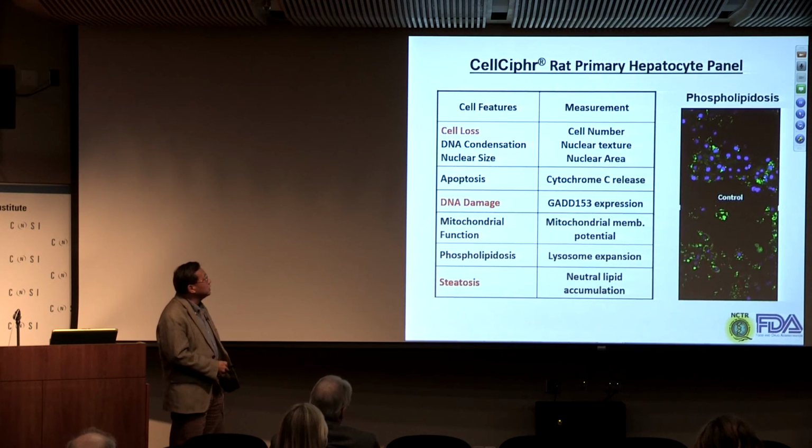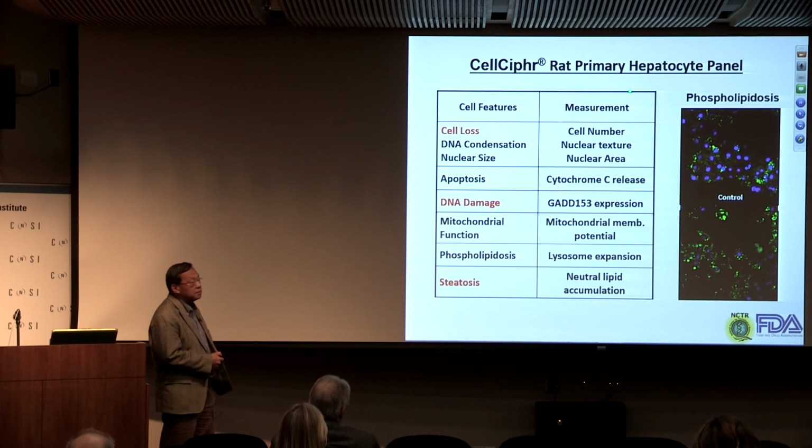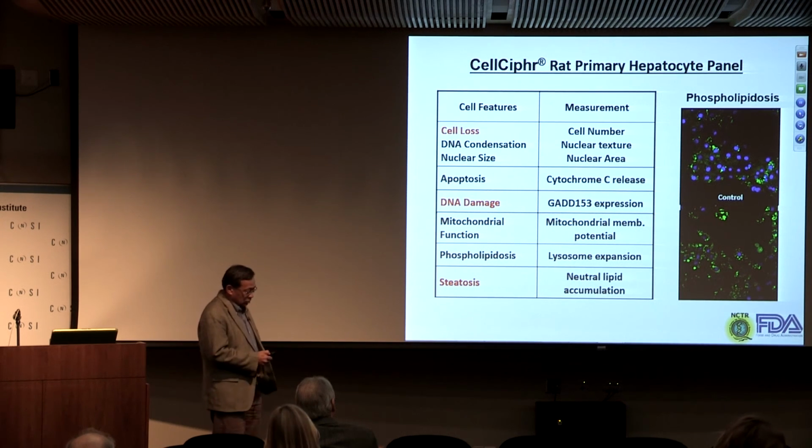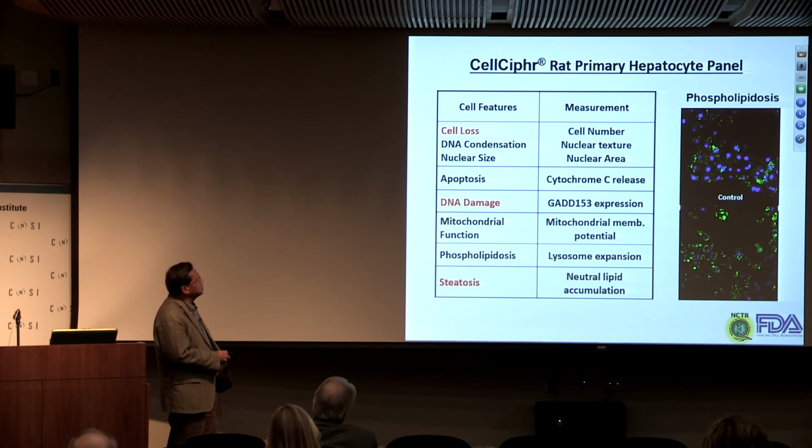So the data we used was generated by Solidus. The company no longer exists; it was bought by another company. But in 2008, we tested 200 drugs plus some chemicals using their system. They have eight endpoints: cell loss, DNA content, nucleus size, apoptosis, DNA damage, mitochondrial function, phospholipids, and steatosis. So we tested 200 drugs and chemicals.